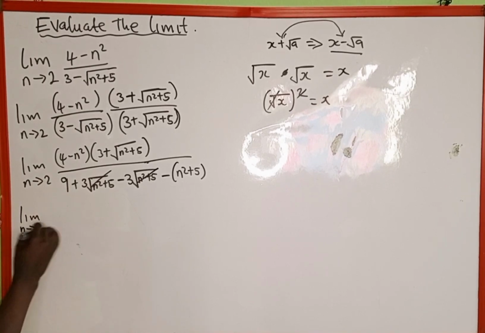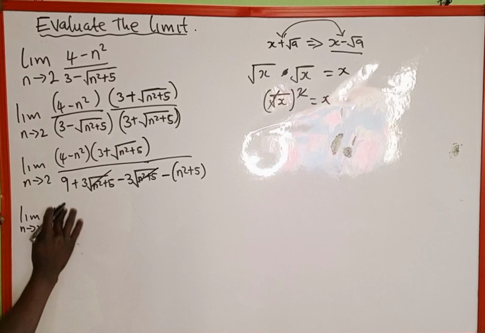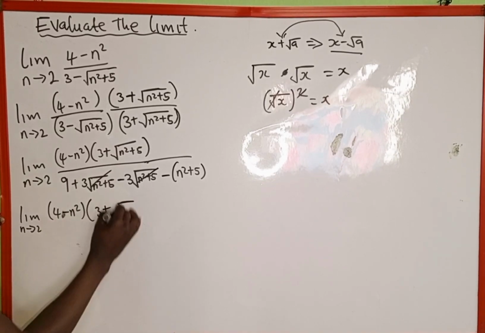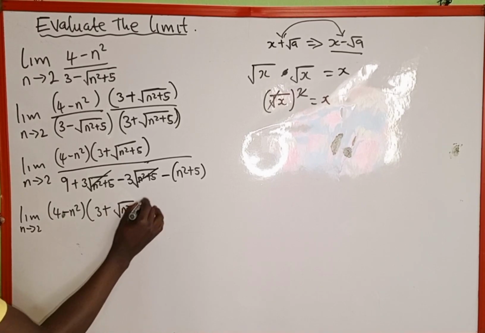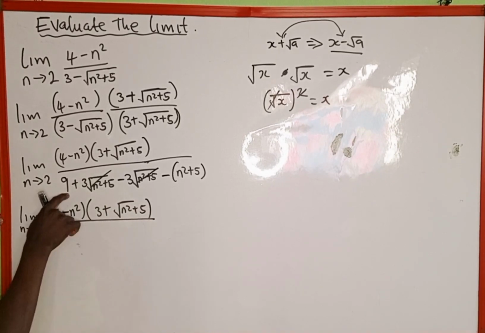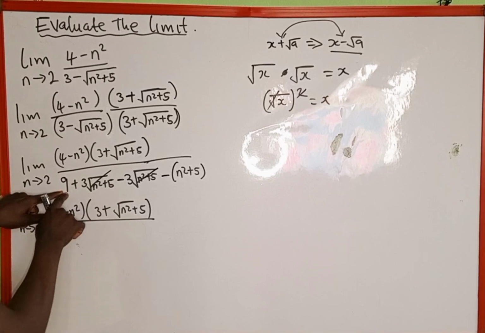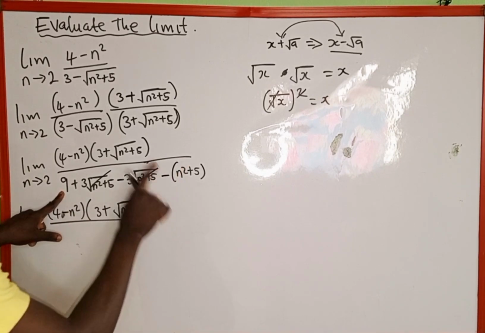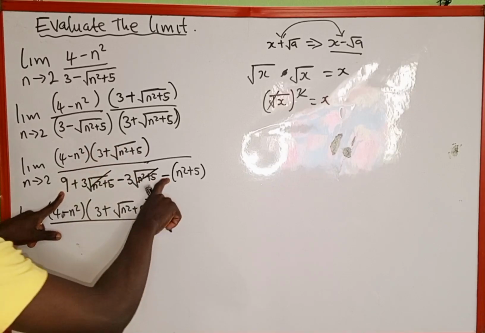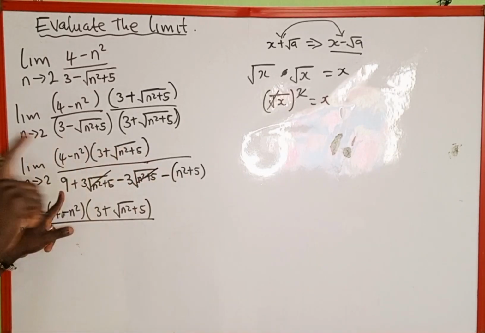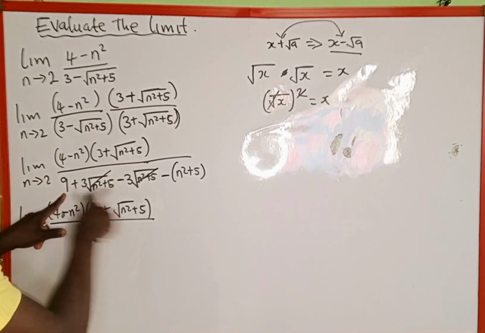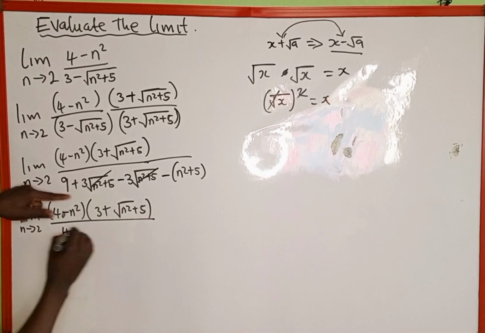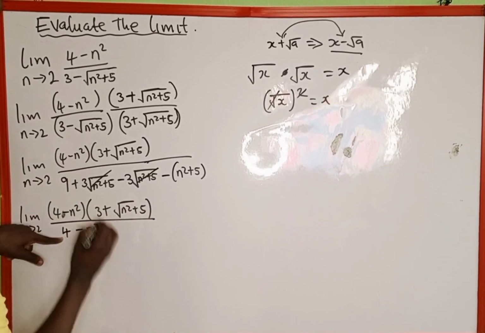Limit as n approaches 2, then (4 minus n squared), then multiply by 3 plus square root of n squared plus 5, then everything over, we are left with 9 here. Positive 9. And when we expand this bracket, negative multiplied by n squared is going to give us negative n squared. But negative multiplied by positive 5 is going to be what? Negative 5. Then 9 minus 5 is going to give us 4, then minus n squared.